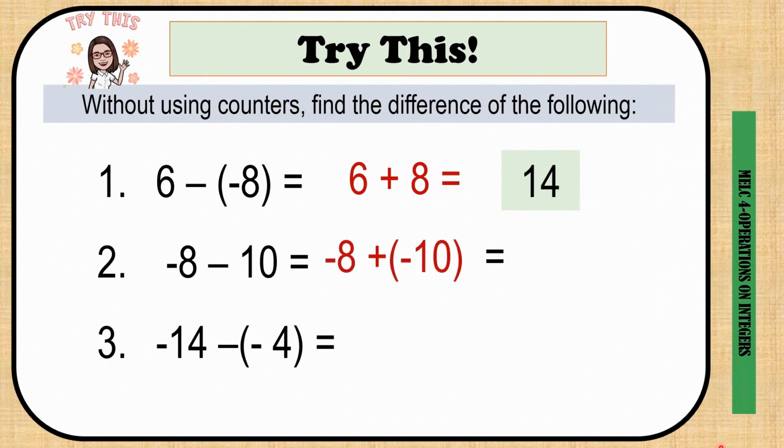Number 2, negative 8, copy, change, minus to plus, then positive 10 will become negative 10. Therefore, the answer for number 2 is negative 18.